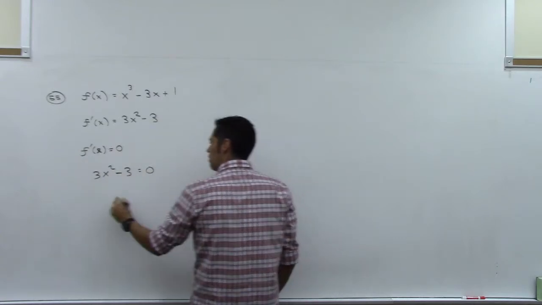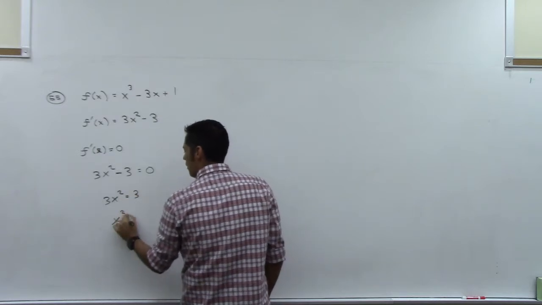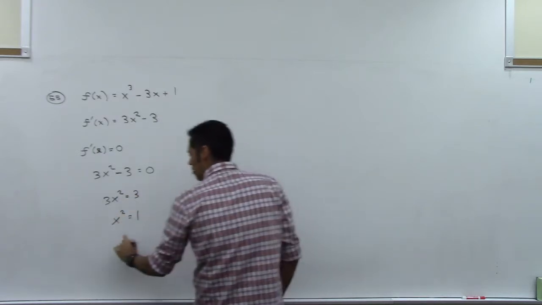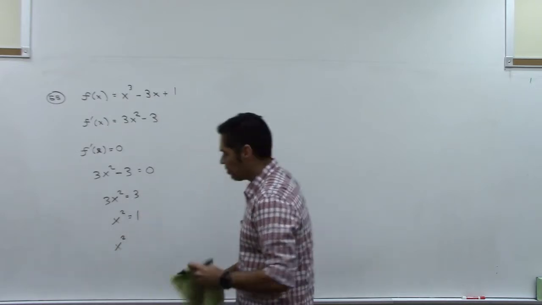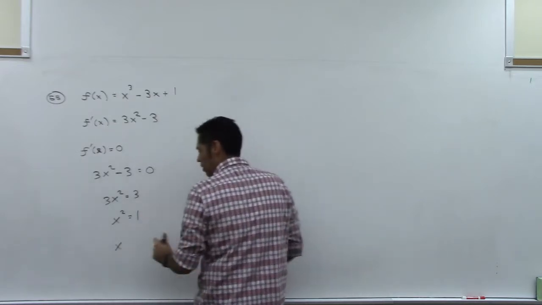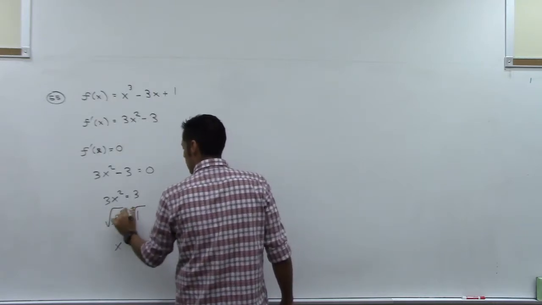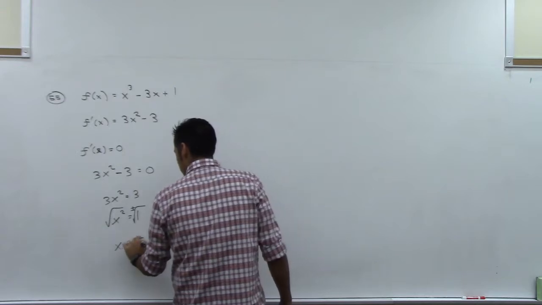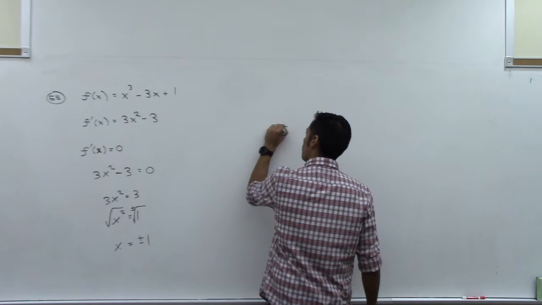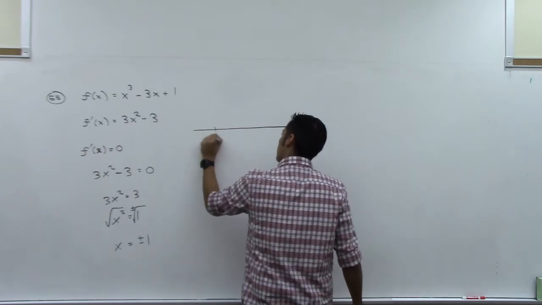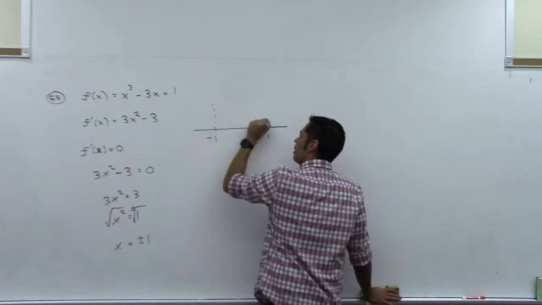Let's move 3 over. Let's divide by 3. Now let's take the square root on both sides. And when you take the square root on both sides, you have to do plus or minus. You get x is equal to plus or minus 1. So there are two answers there, two numbers that are important to us: -1 and +1.